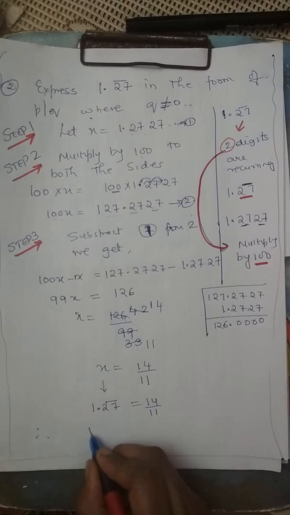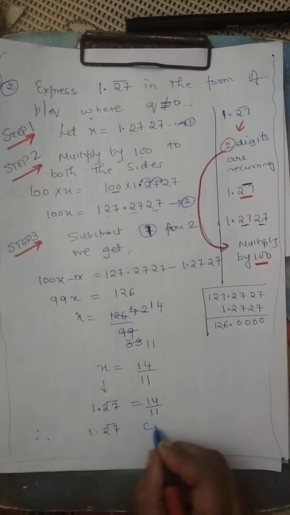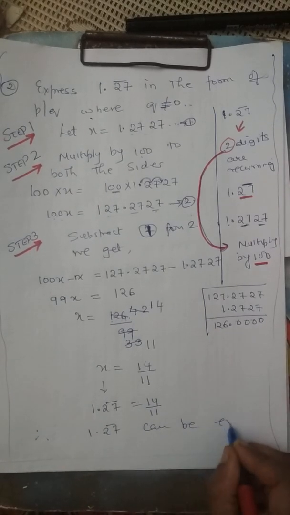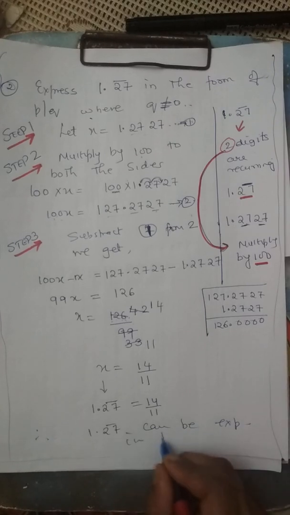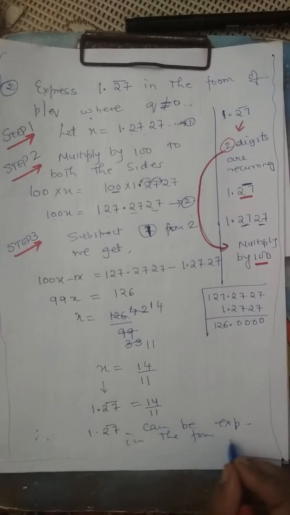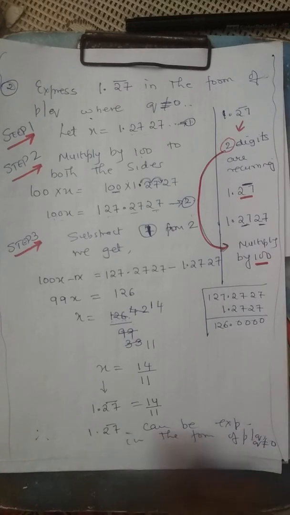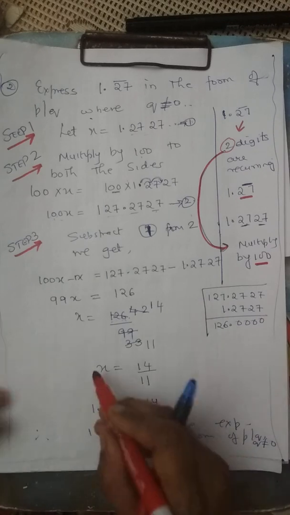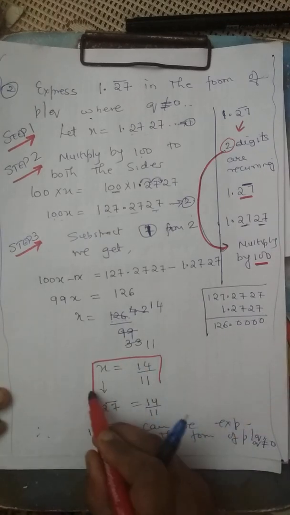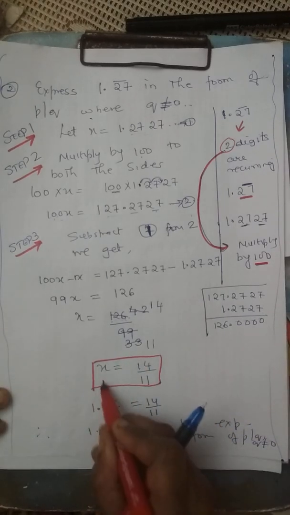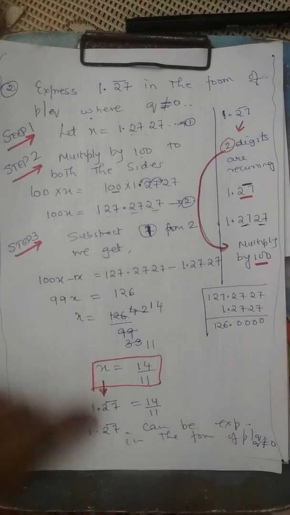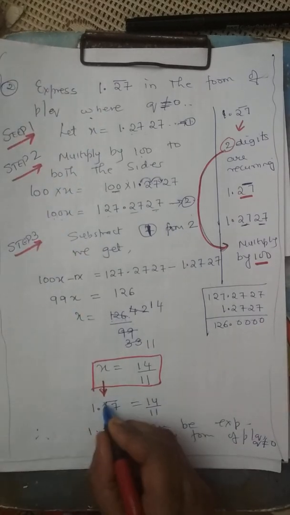Therefore, 1.27 bar can be expressed in the form of p upon q, where q is not 0. You'll write the whole thing properly. I just wrote fast. So after getting this, then you have to remove x and put this value. Don't forget to put the full one.